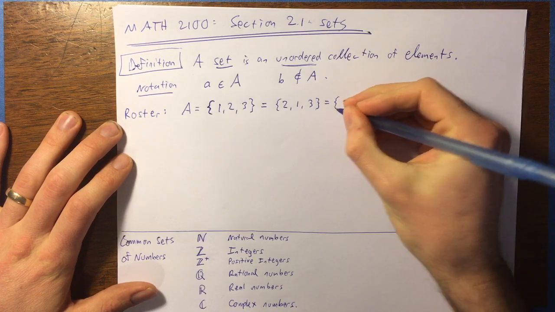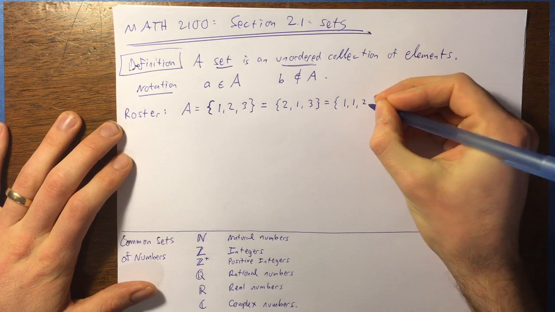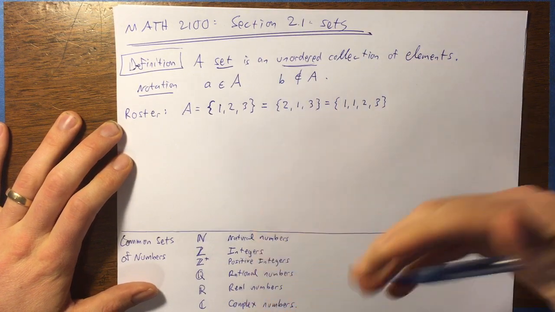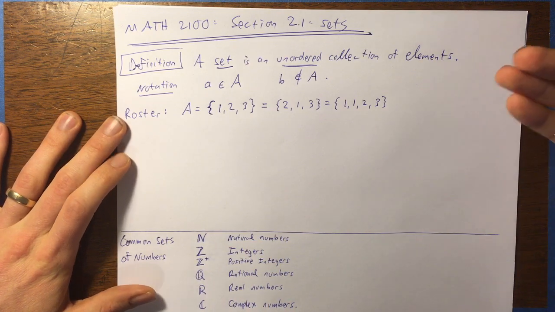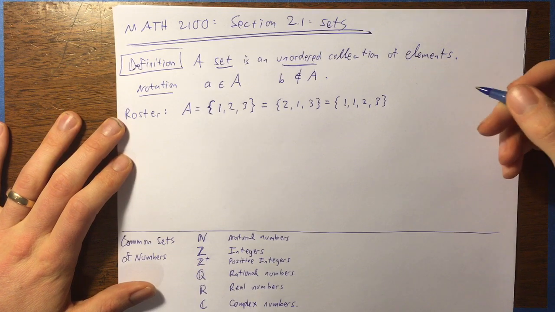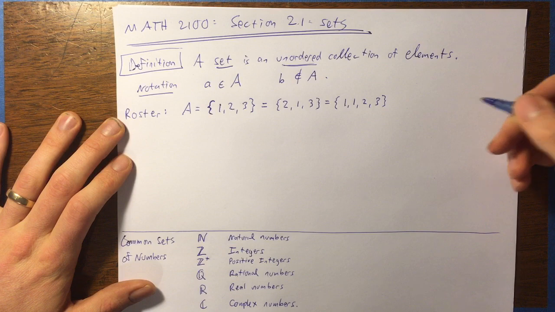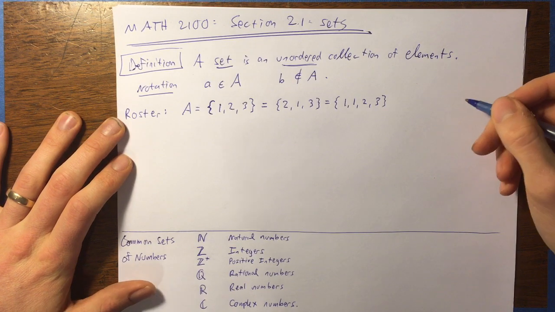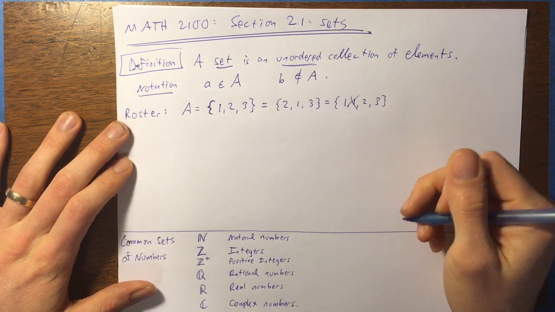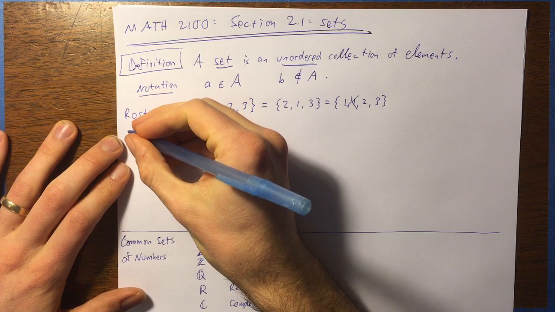You never see elements repeated, so 1, 1, 2, 3. You just never see an element repeated like that because it doesn't really have any meaning to write an element more than once. Once you have said that the element is in the set, you don't need to say again that the element is in the set. It either is or it isn't. You can't have 2 copies of the same element in a set. So that is something you just wouldn't see. Okay, so that's roster notation, one way to do it.